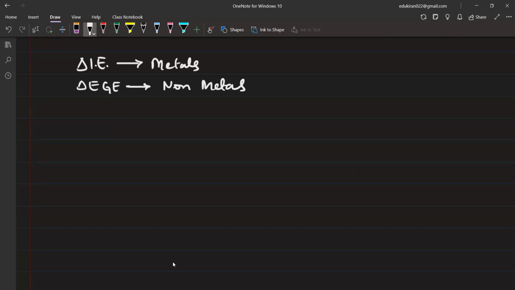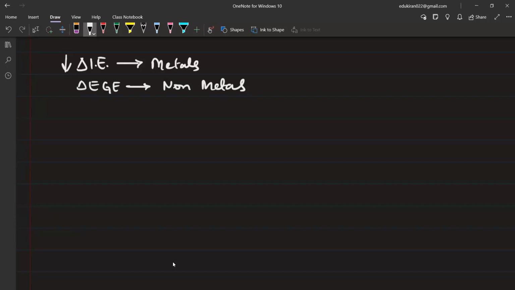So the elements which have high ionization enthalpy are not metals. Those which have low ionization enthalpy are metals. And the elements which have high negative electron gain enthalpy are non-metals. And then these types of elements show reactions. This is the path that you are going to take in order to understand the next chapter.